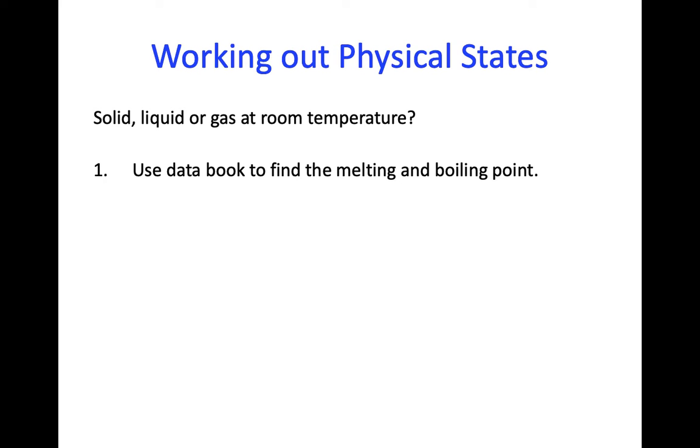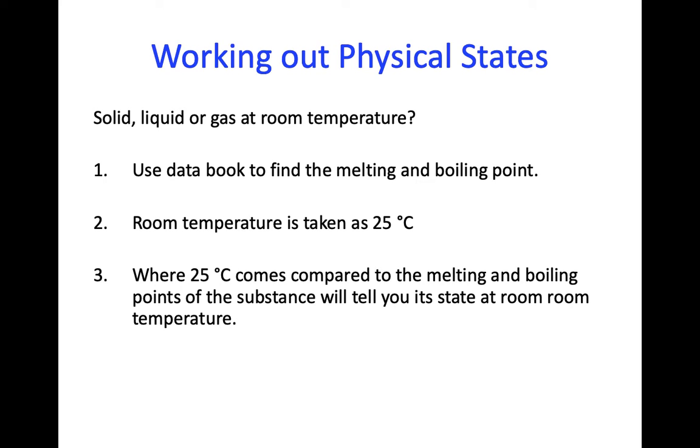So when we do this activity, you're going to use your data book to find melting and boiling points. Now, when we're asked about room temperature, always just take room temperature to be 25 degrees centigrade. And where 25 degrees comes in compared to melting and boiling points of a substance will tell you the state the substance is in at room temperature.